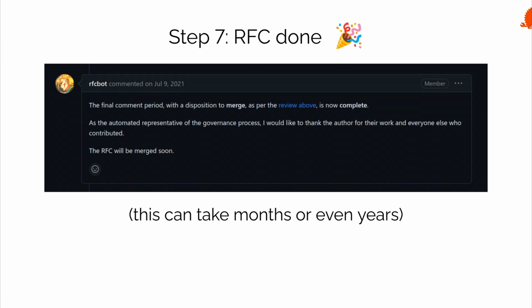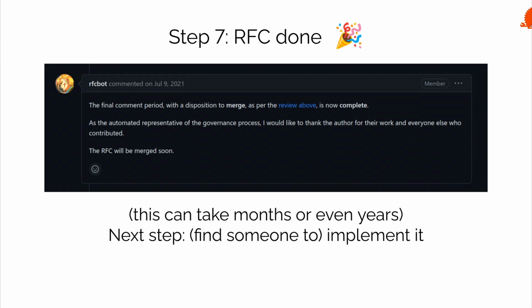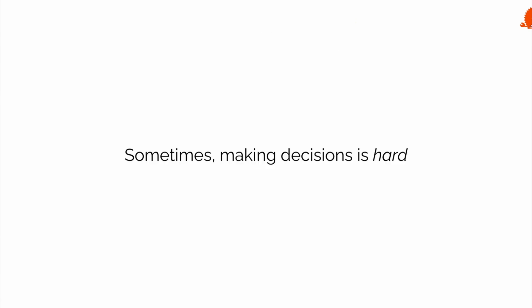And it doesn't stop there, right? If the RFC has landed, we say, OK, we want to do this. But then you still need someone, if it's a language feature, to implement it, or you need to implement it yourself, right? So this is one of the steps to change something, but someone still needs to actually do it. So this was the happy path for an RFC, but sometimes making decisions is hard.